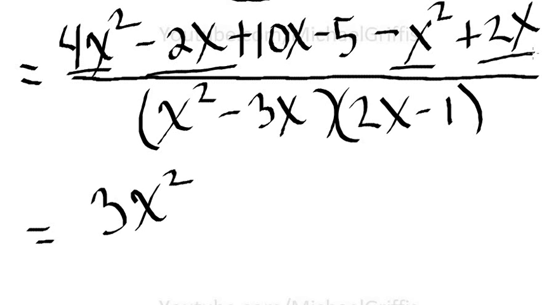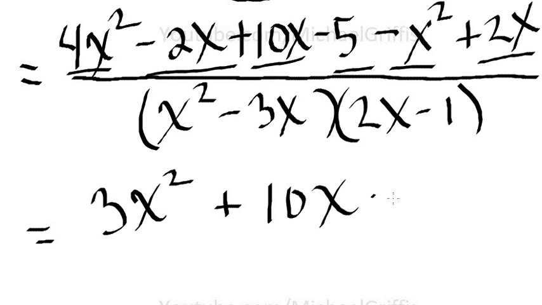And then, no, wait a minute. We have this 10x here. Negative 2x plus 10x is 8x, and 8x plus 2x is 10x. Oh, I see. The negative 2x plus 2x cancel. Yeah, 10x. All right. Plus 10x, and then minus 5. Whew.